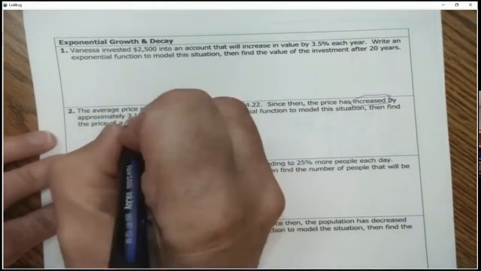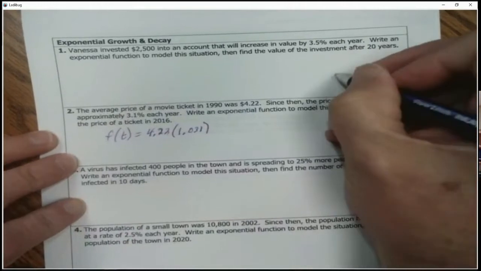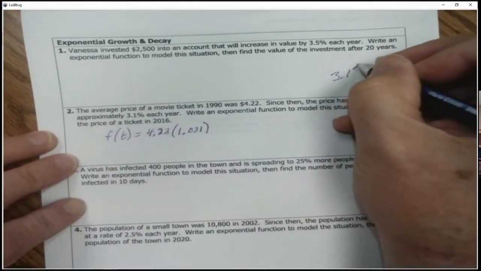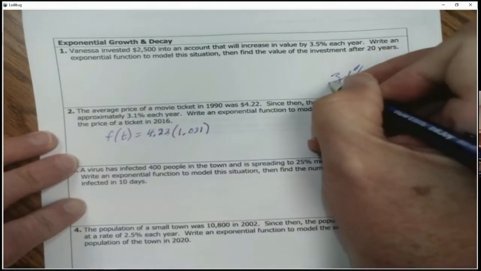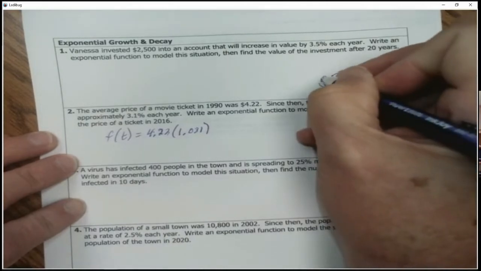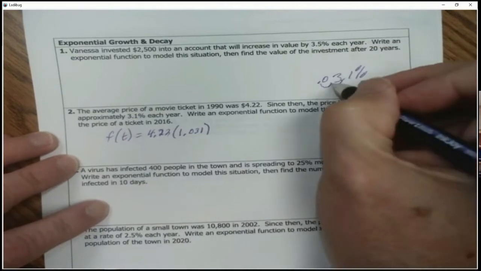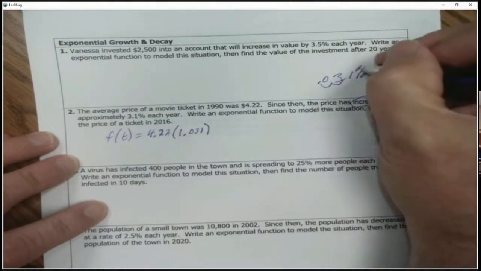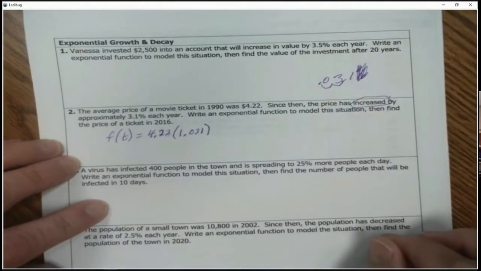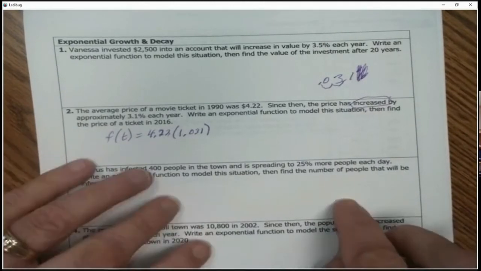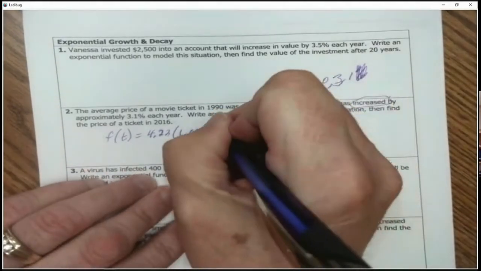To make the 3.1% a decimal, you just move the decimal over 2 spots, which means you got to put a 0 in front of it. 0.031. You're just moving the decimal over 2 spots to convert this to a decimal. 0.031. And that is to T.